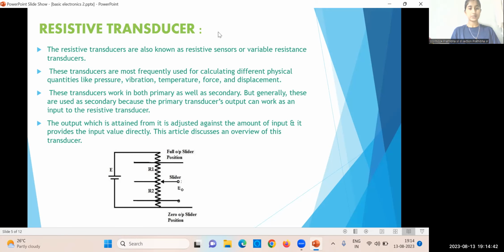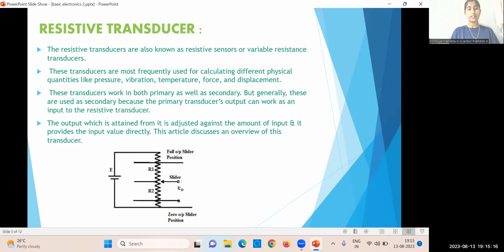The resistive transducers are also known as resistive sensors or variable resistance transducers. These transducers are most frequently used for calculating different physical quantities like pressure, vibration, temperature, force, and displacement. These transducers work as both primary as well as secondary, but generally they are used as secondary because the primary transducer's output can work as an input to the resistive transducer.